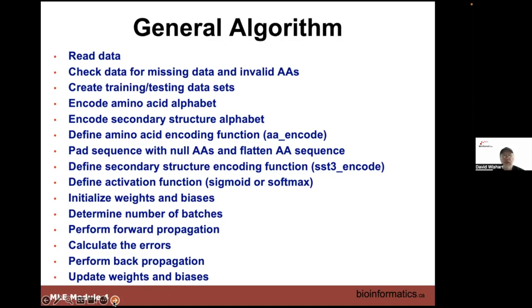We're going to talk about our activation function, and we've already dealt with this before, the sigmoidal and softmax. We have to initialize weights and biases. We have the batches. We do the feed forward, we calculate errors, do the back propagation, update, and recycle. So probably about 2/3 of the algorithm from the iris one is being reused here, but there are some new things.